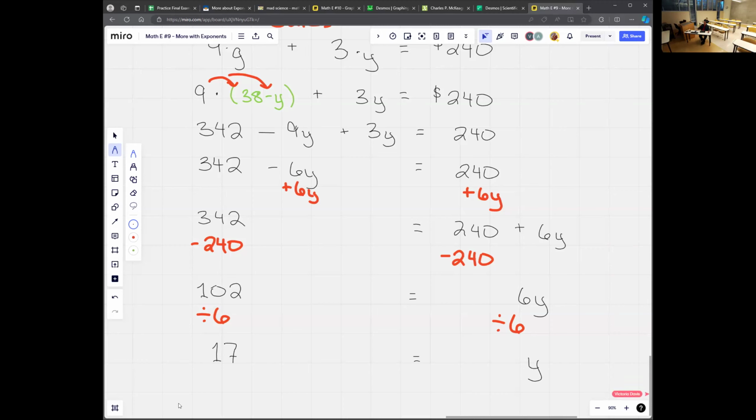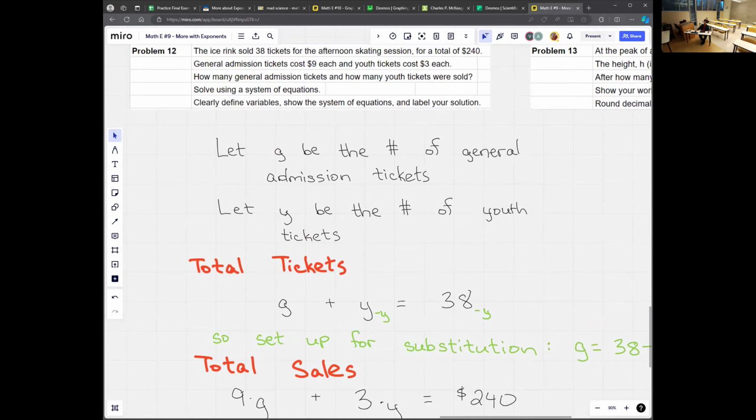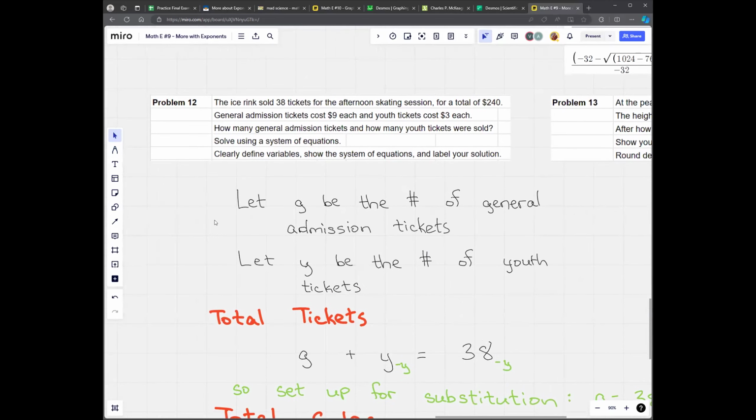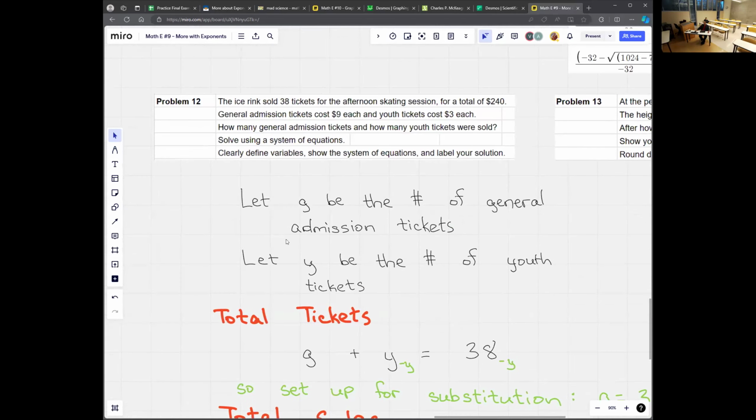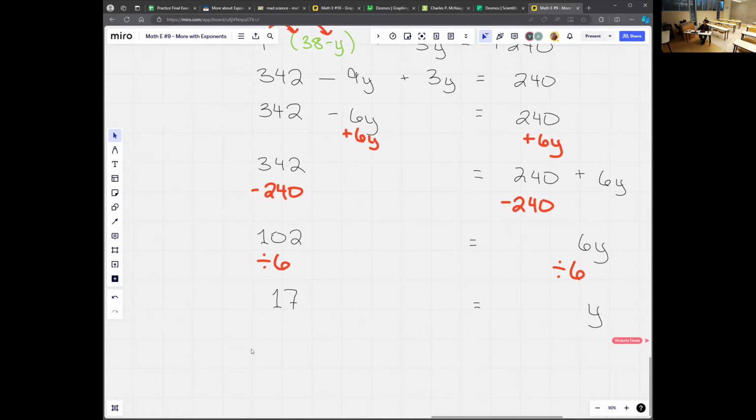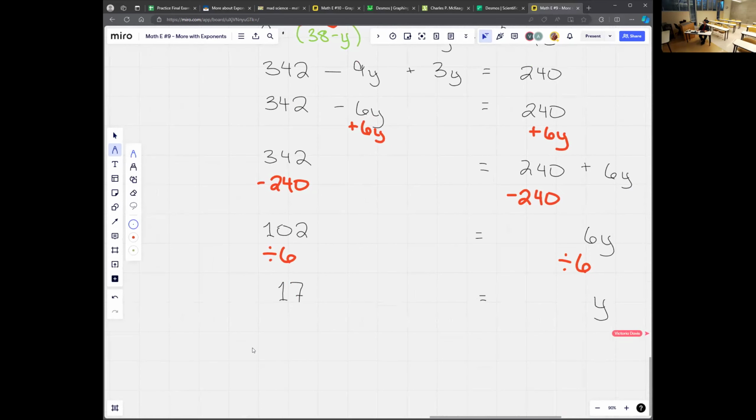Now, what was y? This is why I made that little note at the top. If you don't make this note at the top, then what happens often is you will just put y is 17, put a box around it, move on, and get only half credit because you didn't answer the problem, even though you did 99% of the work. So this goes up at the top: y is the number of youth tickets. So 17 is how many youth tickets there were.